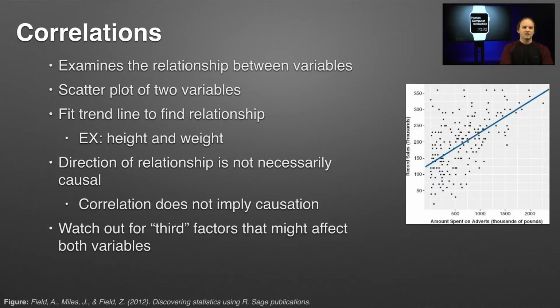So, we'll move on to correlations, which is something that I think we're pretty familiar with just in general. And it's just the idea of relating two variables, right? So in this case, we have an example where we've plotted out record sales versus amount spent on advertising. And we fit a linear line to it, and we kind of get that trend. And you see all the points are all just out here, right?